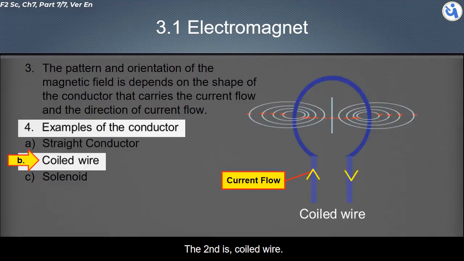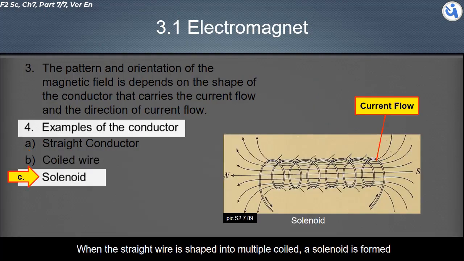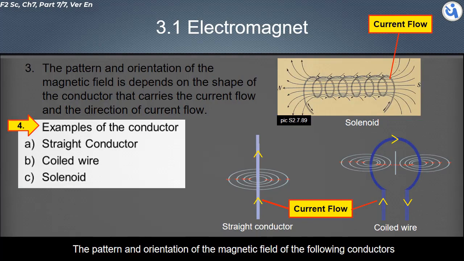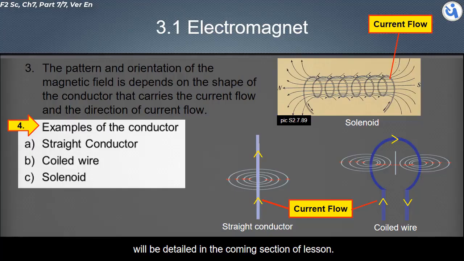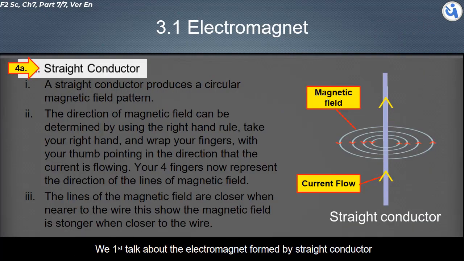The second is coiled wire. Coiled wire can be made from straight wire, where the straight wire is shaped into a coiled shape. When the straight wire is shaped into multiple coils, a solenoid is formed. The pattern and orientation of the magnetic field of the following conductors will be detailed in the coming sections of the lesson. We first talk about the electromagnet formed by straight conductor.